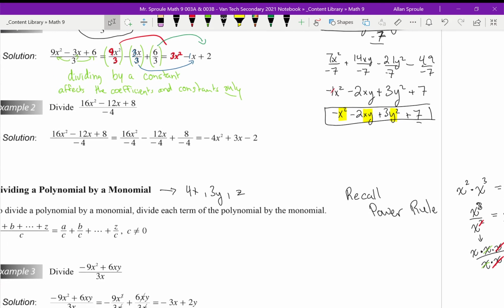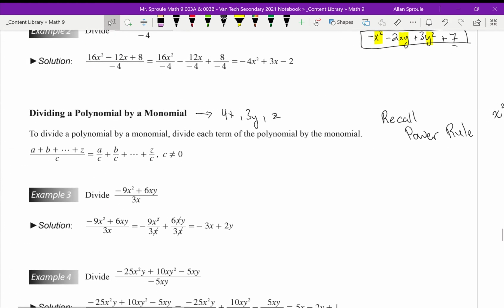So, for example, here they have divide negative 9x squared plus 6xy by 3x. So the first thing that they've done is they've split it apart and created two different divisions. And you're going to do this in two different steps. You're going to divide the numbers, so negative 9 divided by 3 is going to give me a negative 3. The bottom x is going to cancel out with one of the top x's, so I'm going to be left with negative 3x.